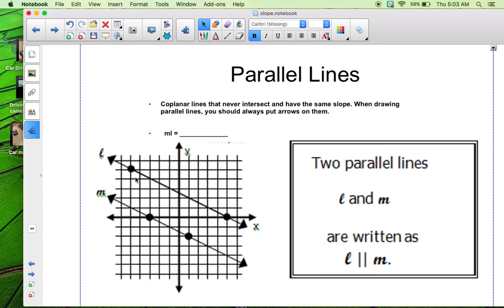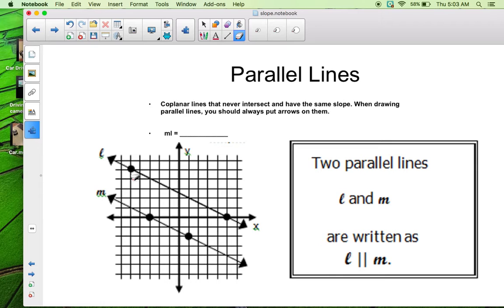The symbol for parallel lines is 2 lines. Let me try that again. It looks like this. It looks like 2 lines that will never intersect. Remember, we already talked about parallel lines, that they will never intersect. So there's something about the slope of parallel lines. Let's find the slope of these 2 graphs, these 2 lines.